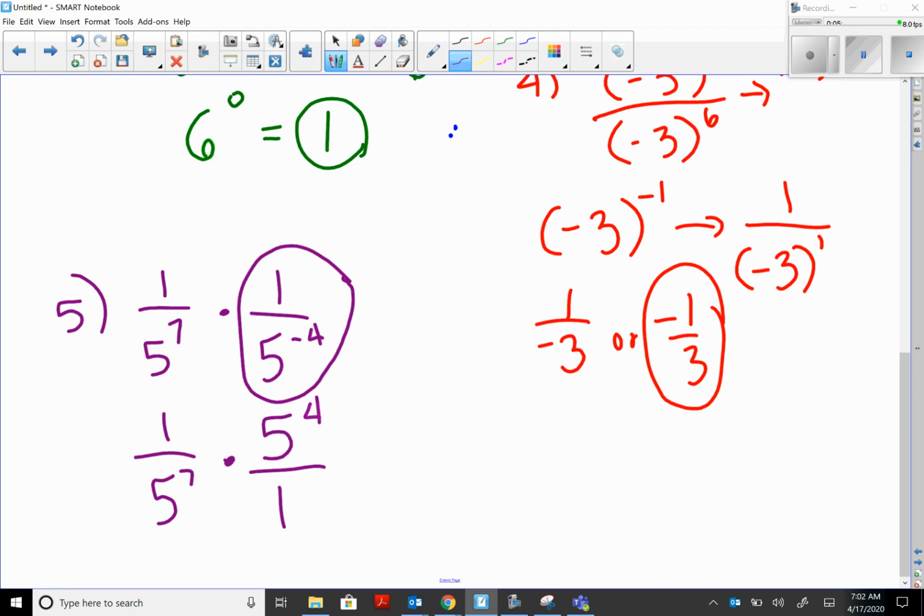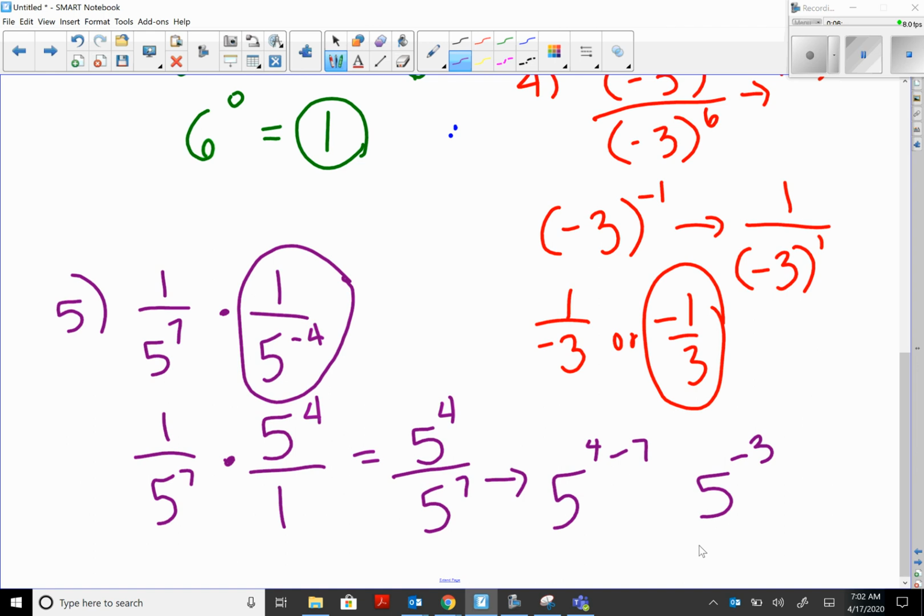So now I'm going to go ahead and multiply. 1 times 5 to the fourth equals 5 to the fourth. 5 to the seventh times 1 is 5 to the seventh. So I still have division. Now I can subtract my exponents. 4 minus 7 is negative 3. So I get 5 to the power of negative 3.